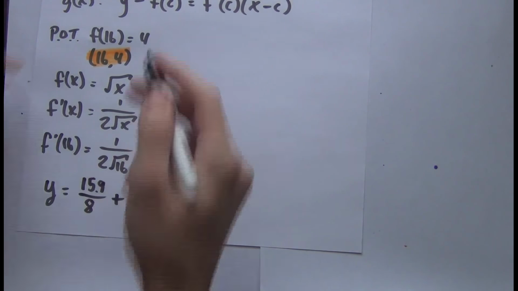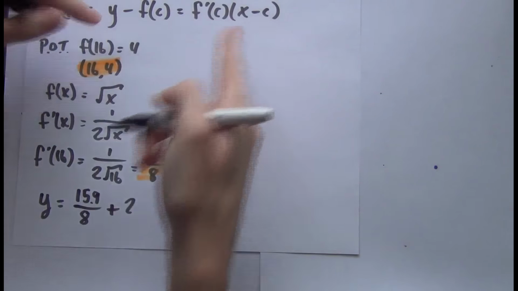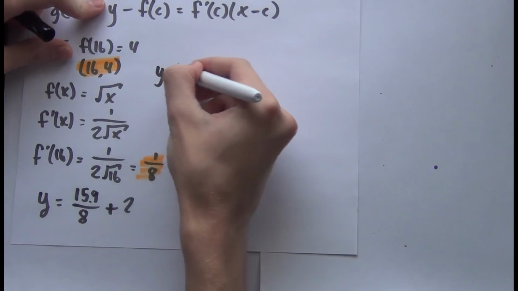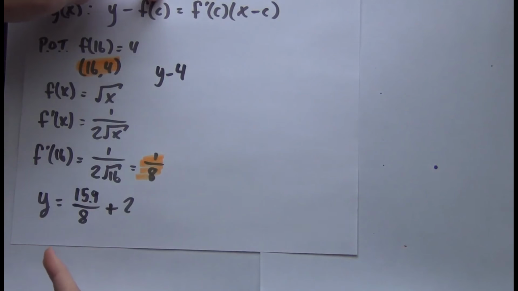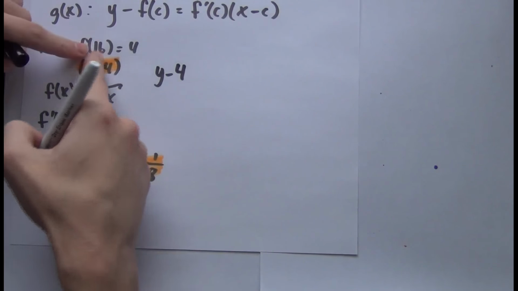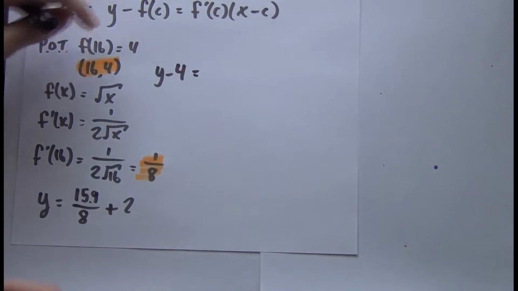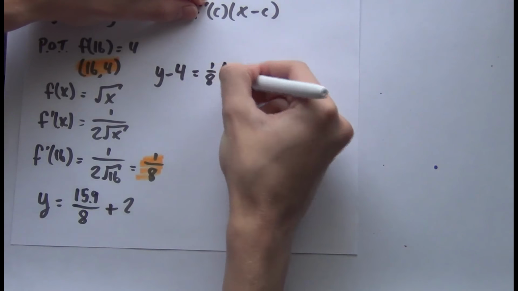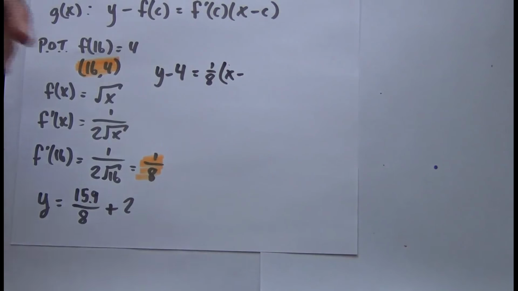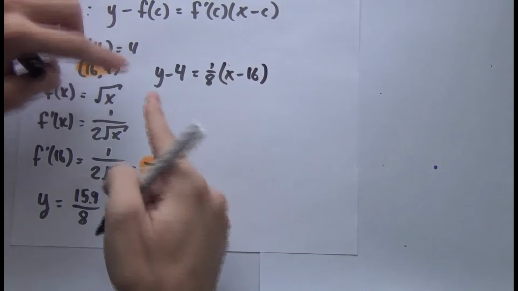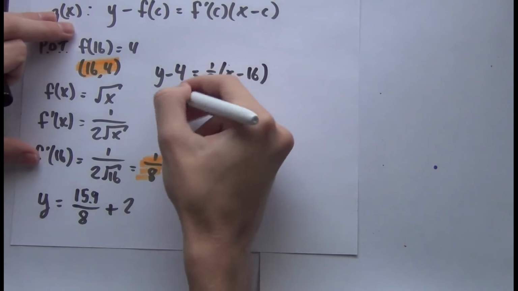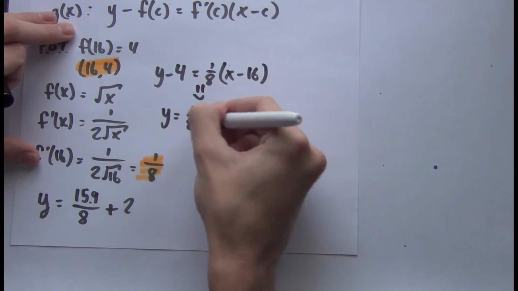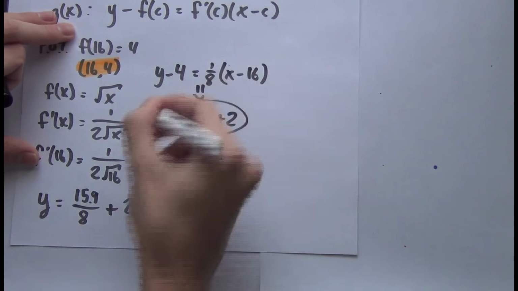So maybe I should write that down. If I use this idea of point-slope, I would get y minus 4, because that's my f of c, equals my derivative at c, which is 1/8, times x minus c, which is 16. So by simplifying this, I get y equals 1/8 x plus 2, and that is my tangent line.